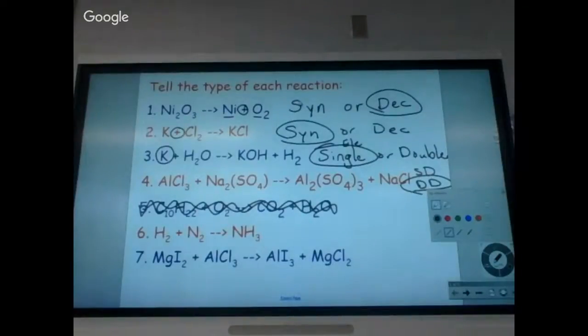Look at 6 and 7 and see if you can figure it out. I can show you combustion if you want to know real quick.